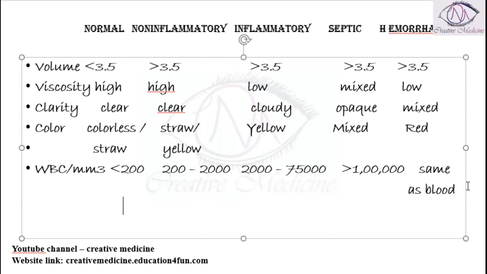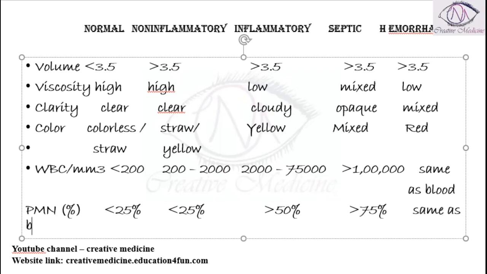Next, after WBCs, we have polymorphonuclear cells. If you see the percentage of polymorphonuclear cells, it is less than 25% in normal, and in non-inflammatory also it is less than 25% because there is no infection. In inflammatory it is more than 50%, whereas in septic it is even more, more than 75%, whereas in hemorrhagic it is almost the same as blood.